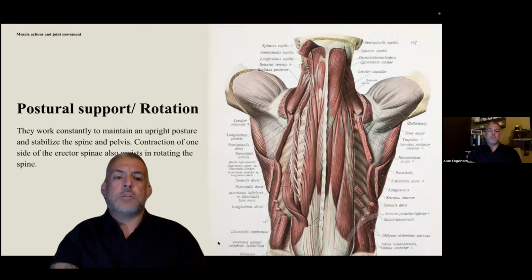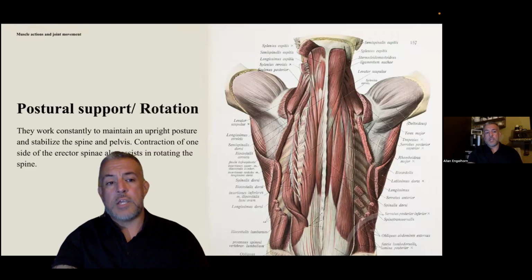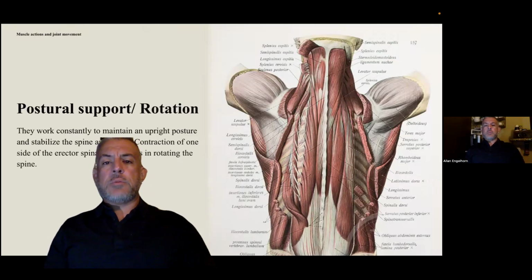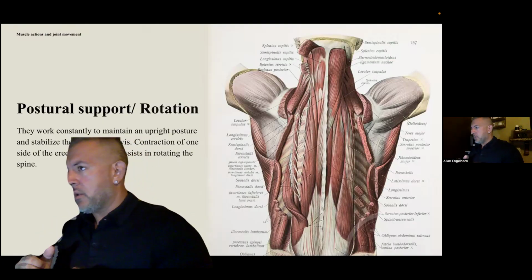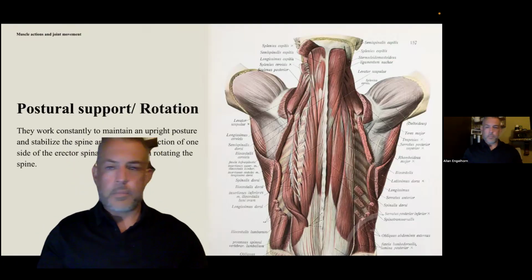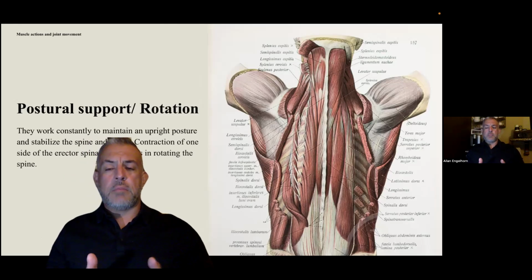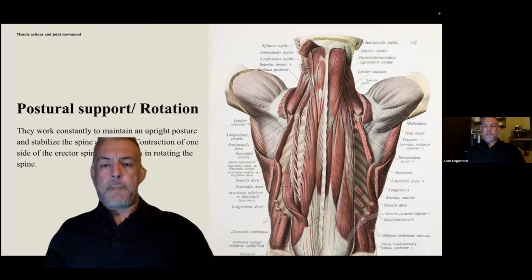All right. So next we have postural support and rotation. They work constantly to maintain an upright posture, to stabilize the spine and the pelvis. Contraction of one side of the erector spinae also assists in rotating the spine. So right there, military, chest up, shoulders back, nice and tall, being erect, boom. And then also twisting left and right. So twisting or rotation, and then keeping your spine and your back up supports.